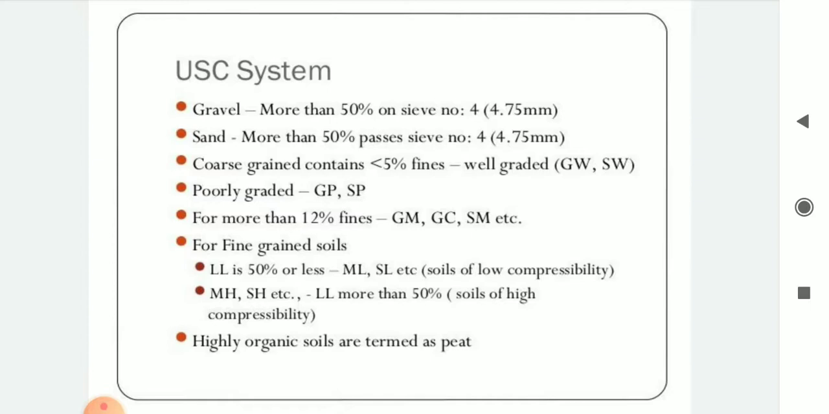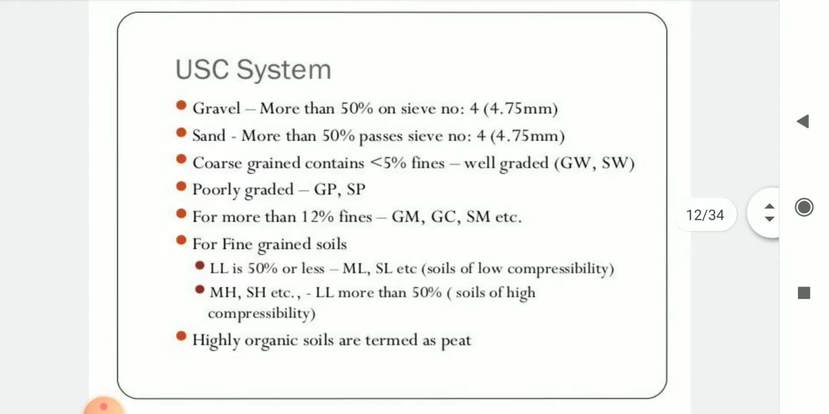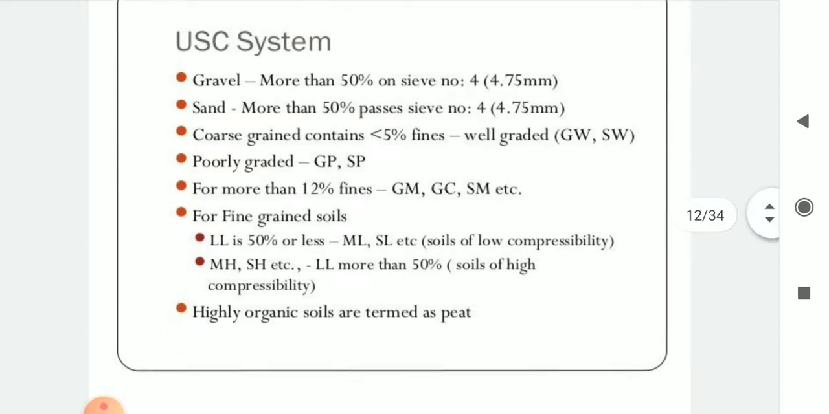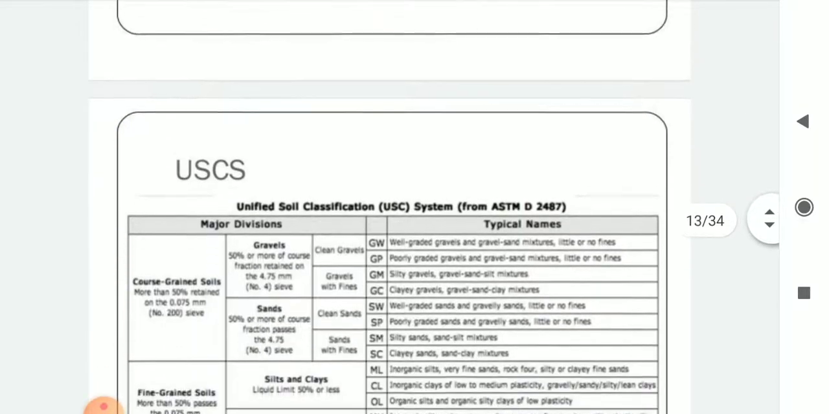Then for more than 12% fines, GM, GC, SM, etc. For fine grained soils, liquid limit is 50% or less, ML and CL, etc., soil of low compressibility. MH and CH, etc., liquid limit more than 50%, soil of high compressibility. Highly organic soils are termed as peat. This is about the Unified Soil Classification System.